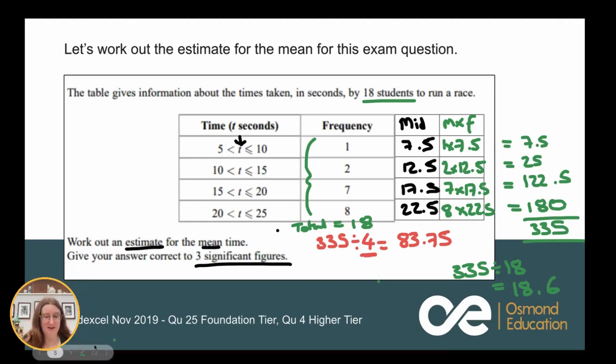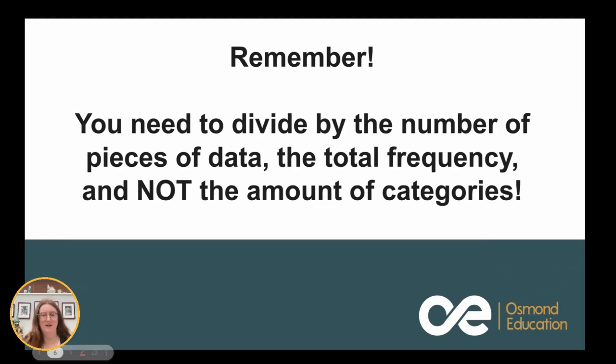So that's the big mistake. We want to be dividing by the total frequency and not by the number of categories. I'm going to say that one more time so that you don't miss it. Students need to divide by the number of pieces of data, that total frequency, and not the amount of categories. That's the big mistake that I see being done time and time again with these questions. I hope that's a really helpful tip for you.